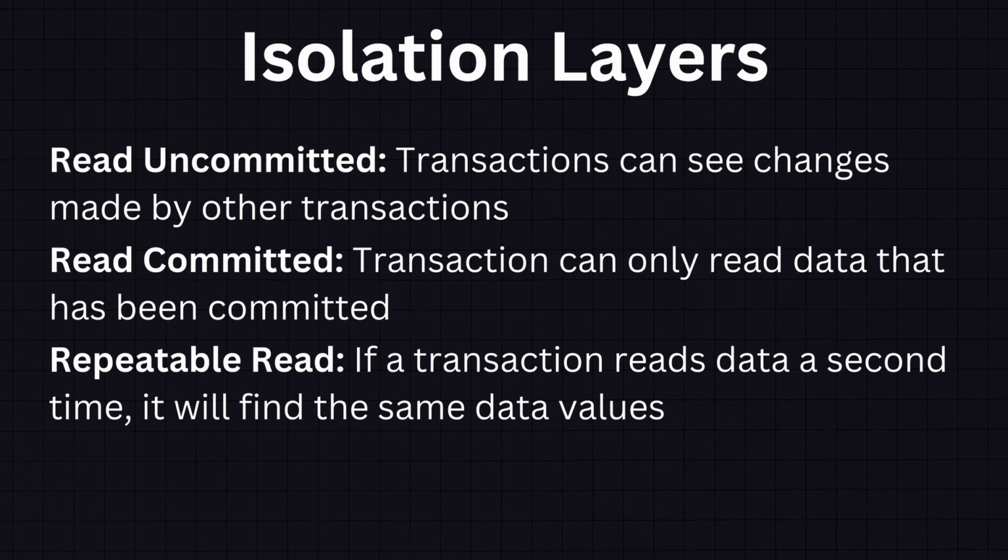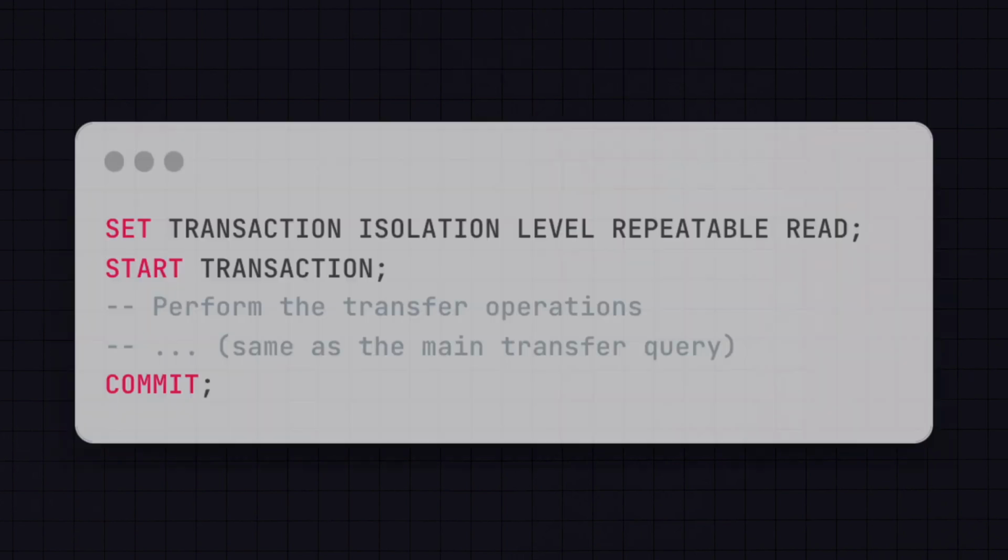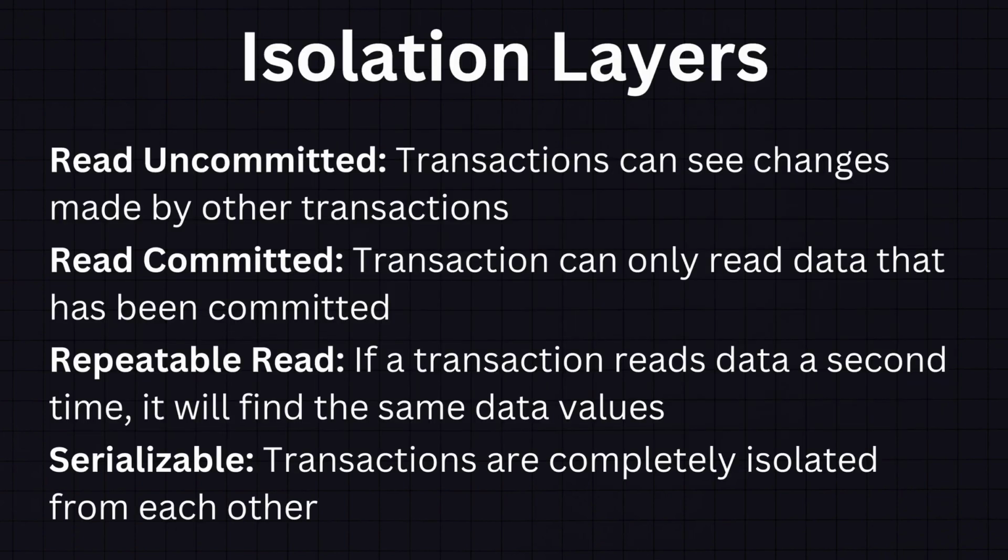It ensures that if a transaction reads data a second time, it will find the same data values. This level will prevent the transaction from seeing changes made by others between multiple reads of the same data within the transaction. However, it might not prevent phantom reads, and for that we have serializable level.